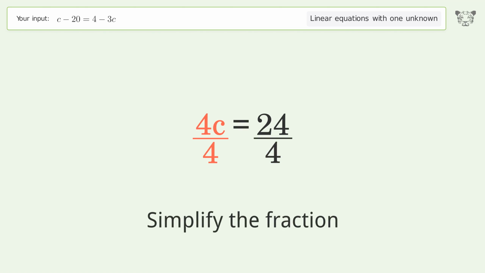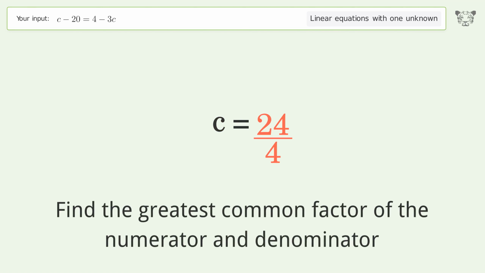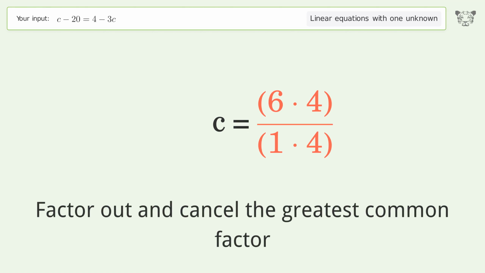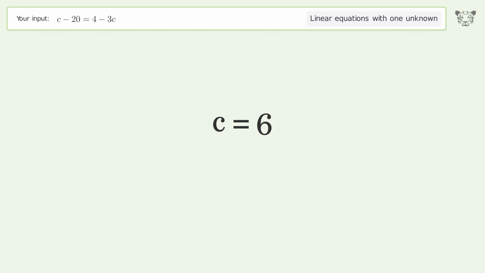Simplify the fraction. Find the greatest common factor of the numerator and denominator. Factor out and cancel the greatest common factor. And so the final result is c equals 6.